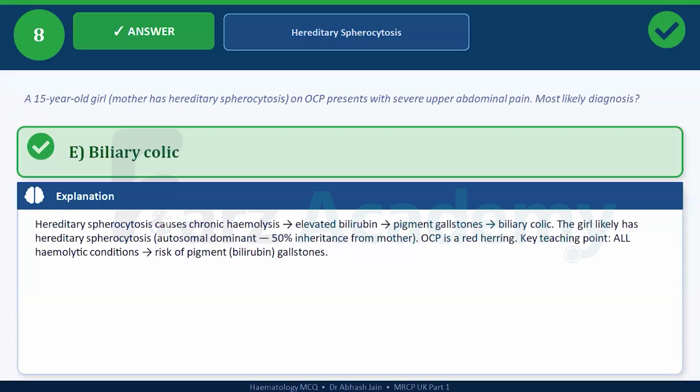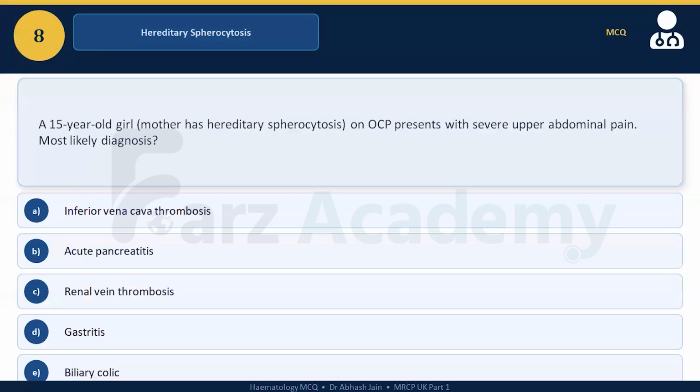Hereditary spherocytosis causes chronic hemolysis, so there is elevated bilirubin, pigment gallstones, and biliary colic. The girl likely has hereditary spherocytosis because it is autosomal dominant and the mother is affected, so there is a 50% chance of inheritance. OCP is a red herring here. The key point is that in all hemolytic conditions there is a risk of pigment gallstones. So you have to choose the most appropriate and most correct answer, which is biliary colic here. And the site of pain is also the upper abdomen.